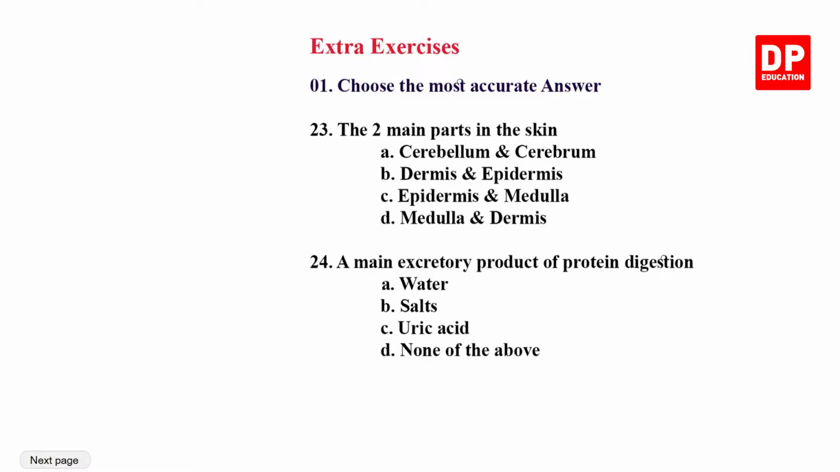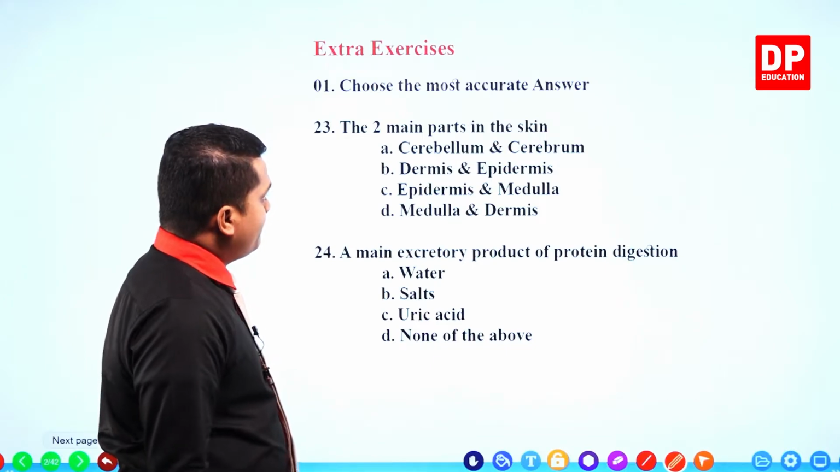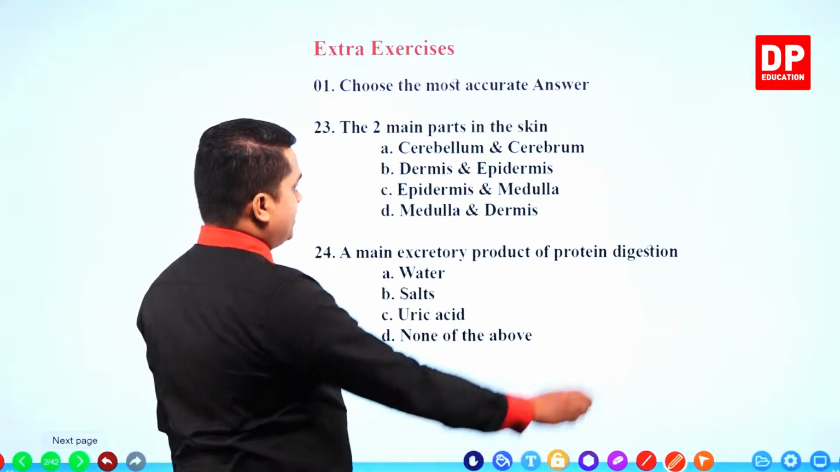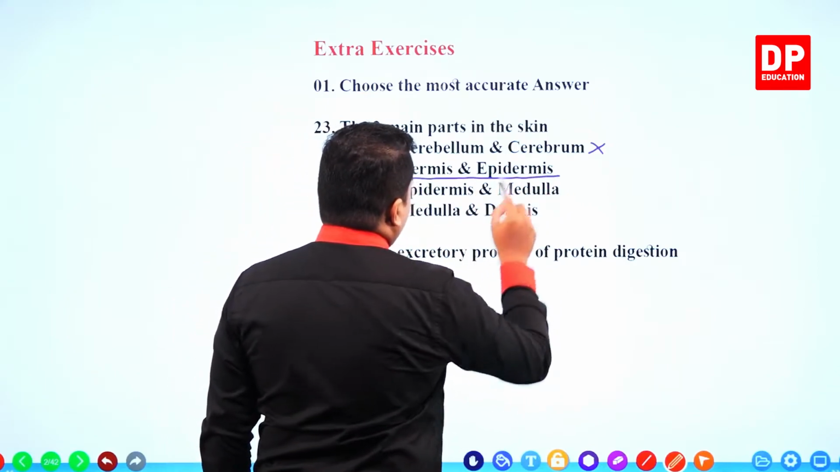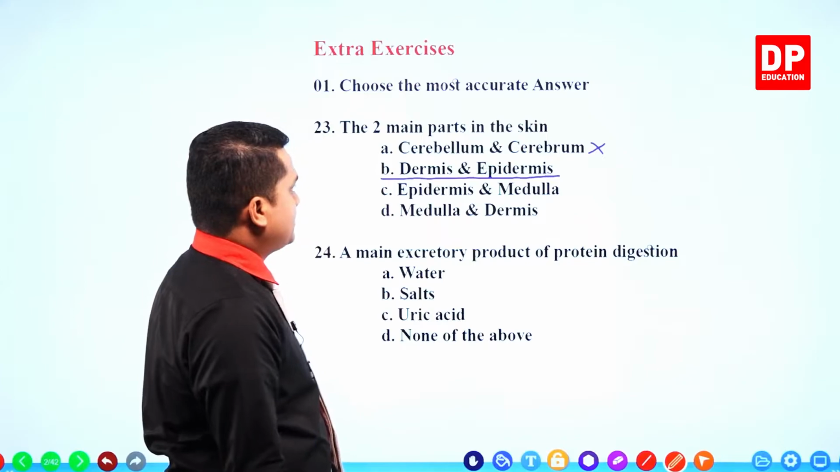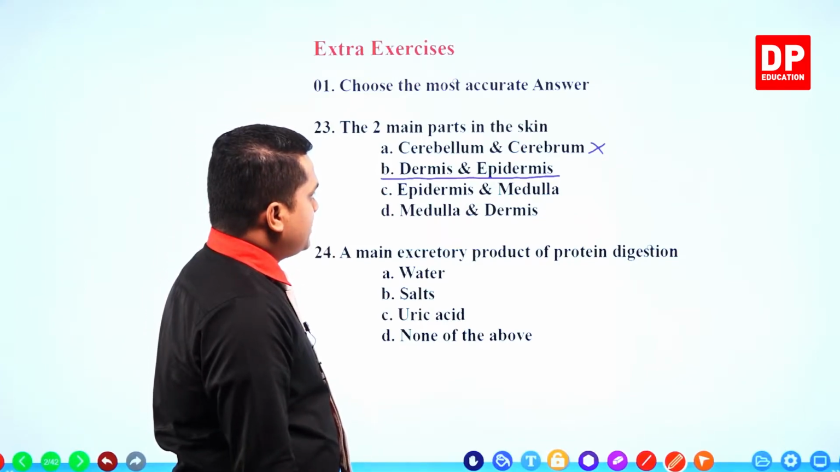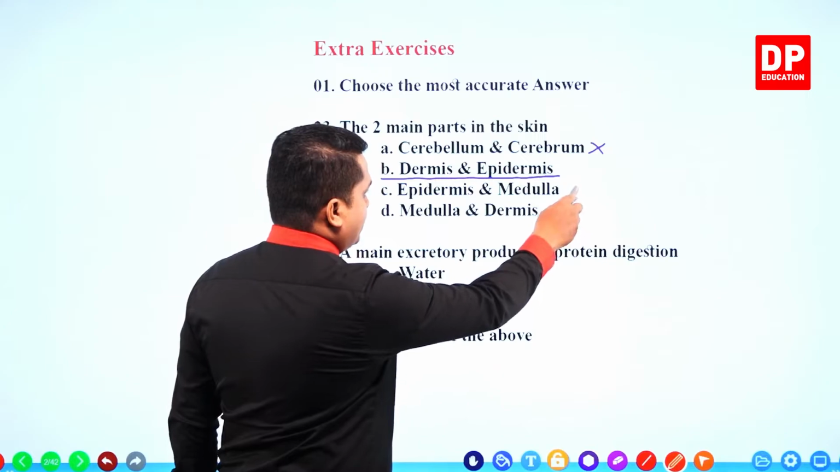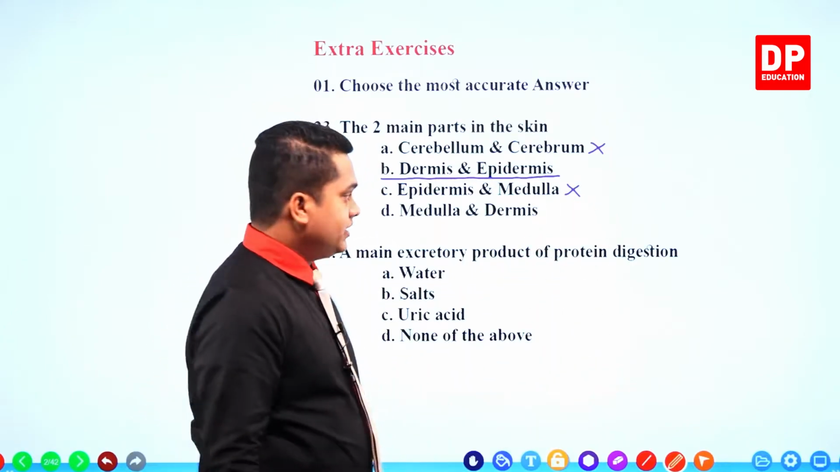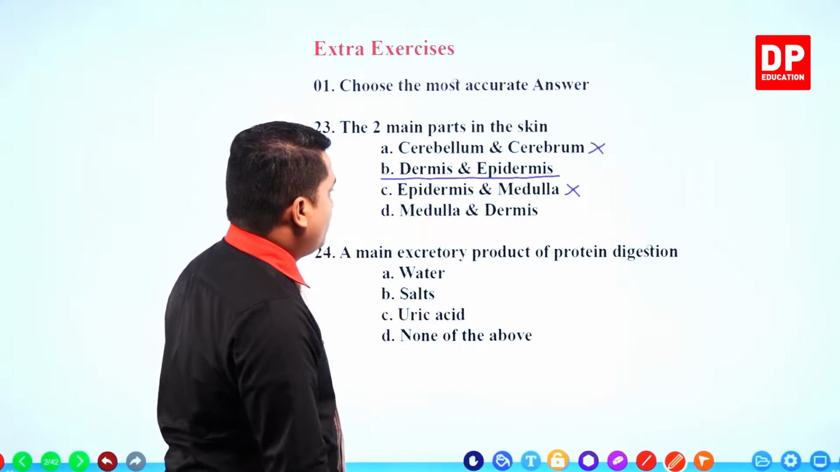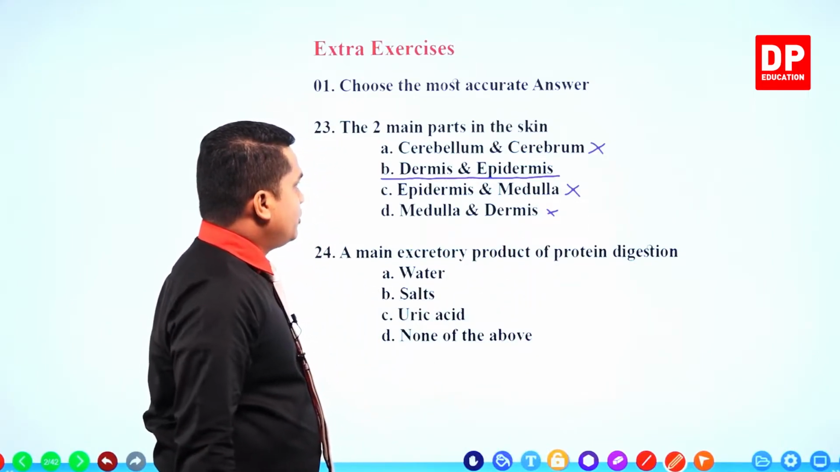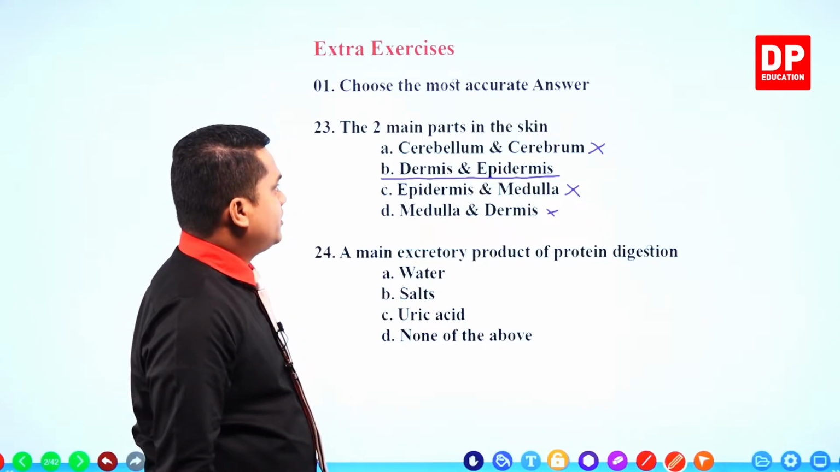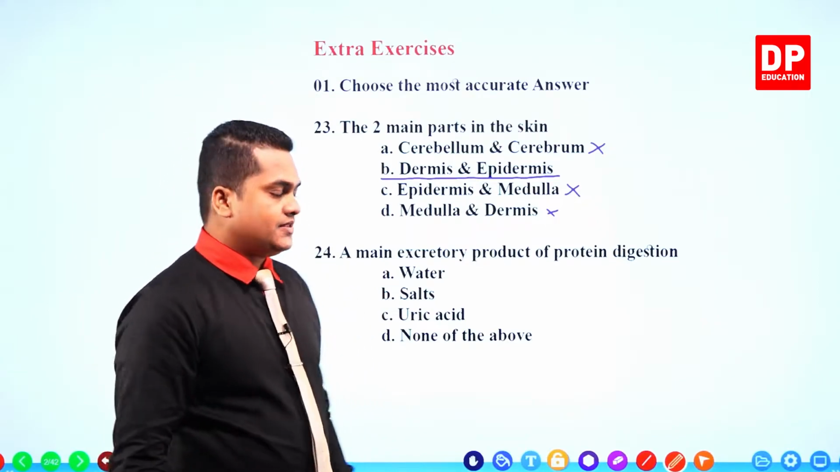The two main parts in the skin. Cerebellum and cerebrum, incorrect. These parts are contained in the brain. Dermis and epidermis, yes, this is our answer. Dermis and epidermis are the two main parts contained in the skin. Epidermis and medulla, no, medulla is incorrect. That is a part contained in the brain. Medulla and dermis, once again medulla is included, so it is also incorrect. Right? So our answer for the 23rd question is dermis and epidermis.